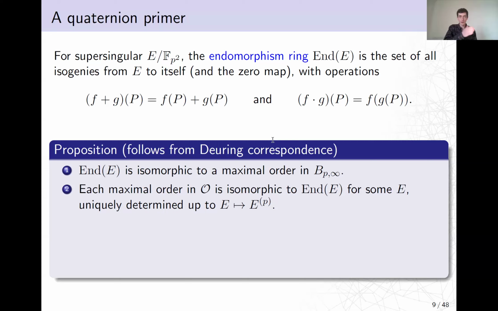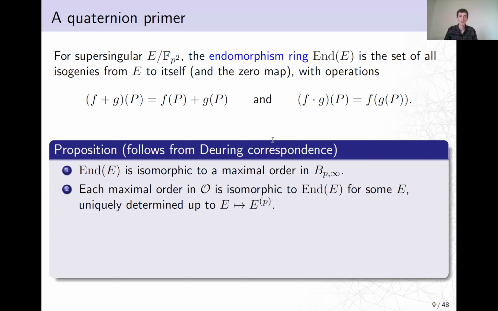And the elliptic curve in question is almost uniquely determined. The only difference is that given an elliptic curve, you can raise all its coefficients to the power of p and get another elliptic curve with an isomorphic endomorphism ring. So you can have two elliptic curves that have the same or equivalent endomorphism rings, but that is the only way that you will ever get two elliptic curves that have isomorphic endomorphism rings.